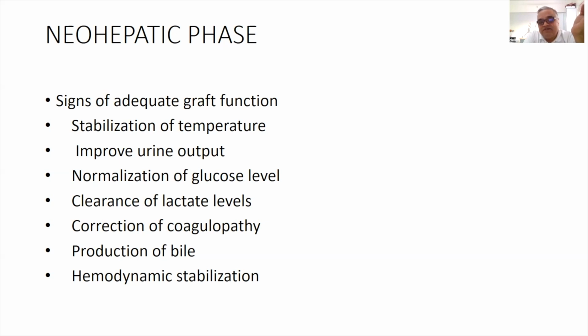The liver has started functioning. On the table you see bile production. That is again a good sign to see whether the liver is working well or not. Noradrenaline requirement goes down over a period of time. The increase in the blood pressure indirectly is a good sign that the liver is picking up.